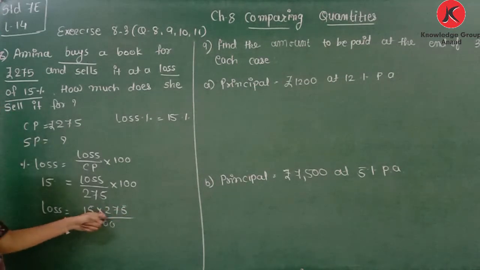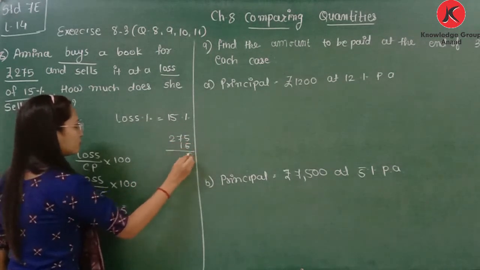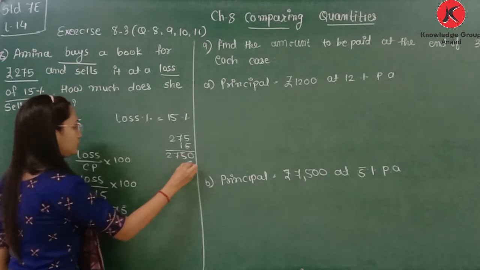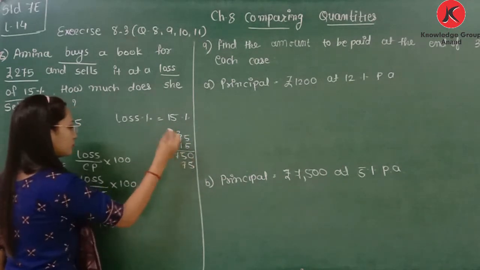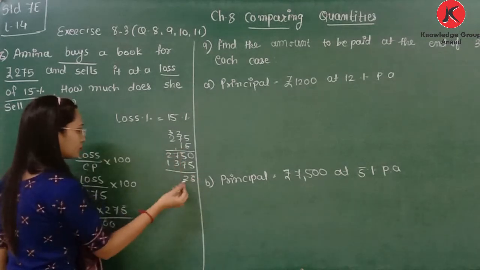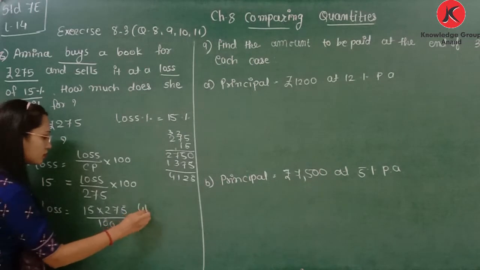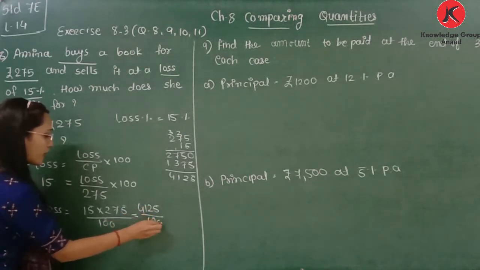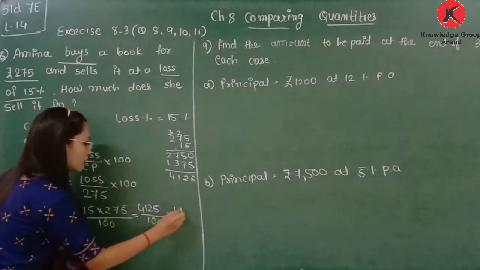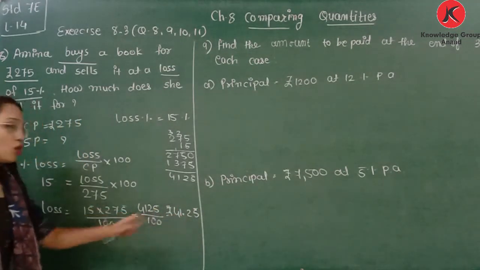Now multiply 275 with 15. So it is 4125, divided by 100. So it is 41.25. This is what? This is the loss in rupees.